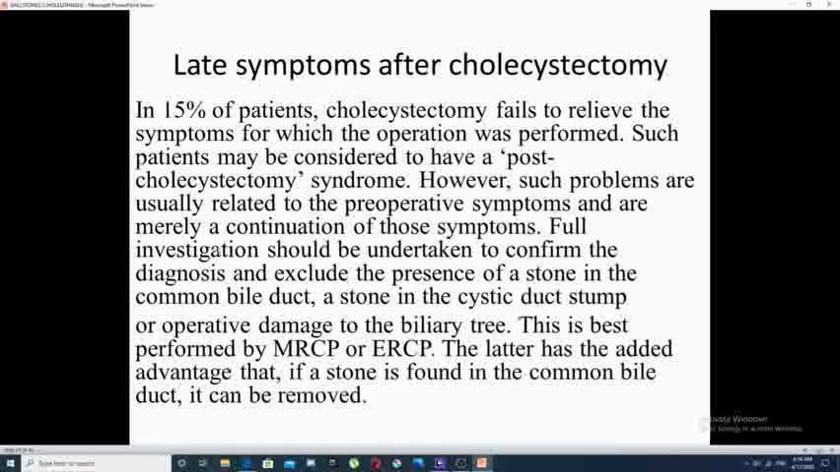These patients require full investigation to confirm the diagnosis and exclude the presence of a stone in the common bile duct or cystic duct stump, or operative damage to the biliary tree. These investigations may include MRCP or ERCP. If a stone is found, it should be removed from the common bile duct.